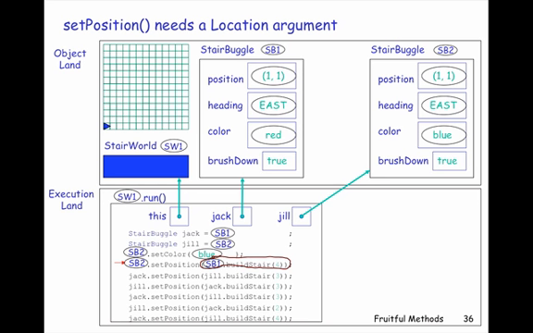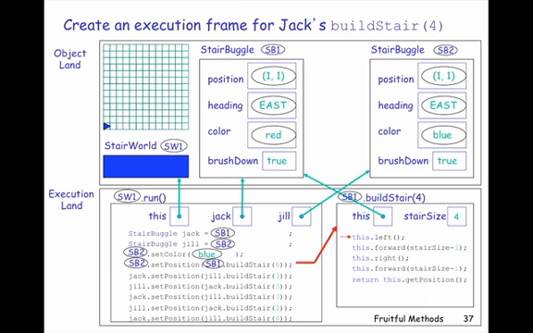So here we have the invocation of a method. It's a non-primitive method. It was defined by us. So in the Java execution model, for any invocation of a non-primitive method, we are going to create a frame. That frame, as usual, is going to have a variable this, which names the receiver, in this case SB1, and it's also going to have variables for every parameter. In this case, there's one parameter, stair size.